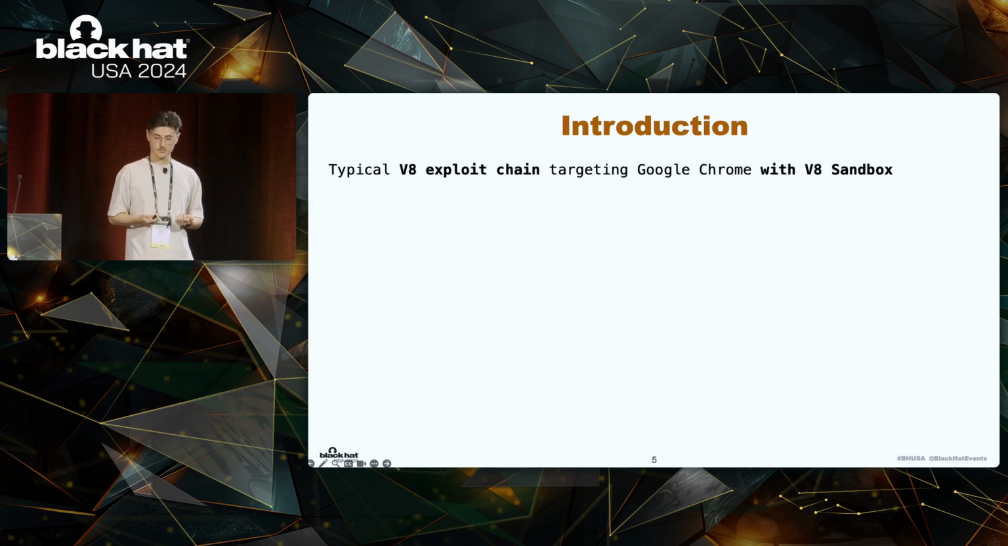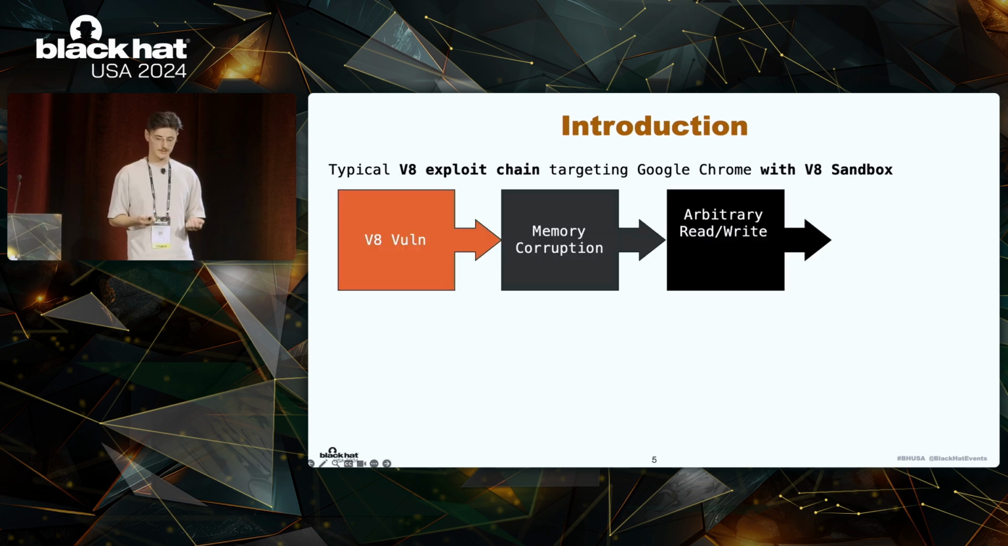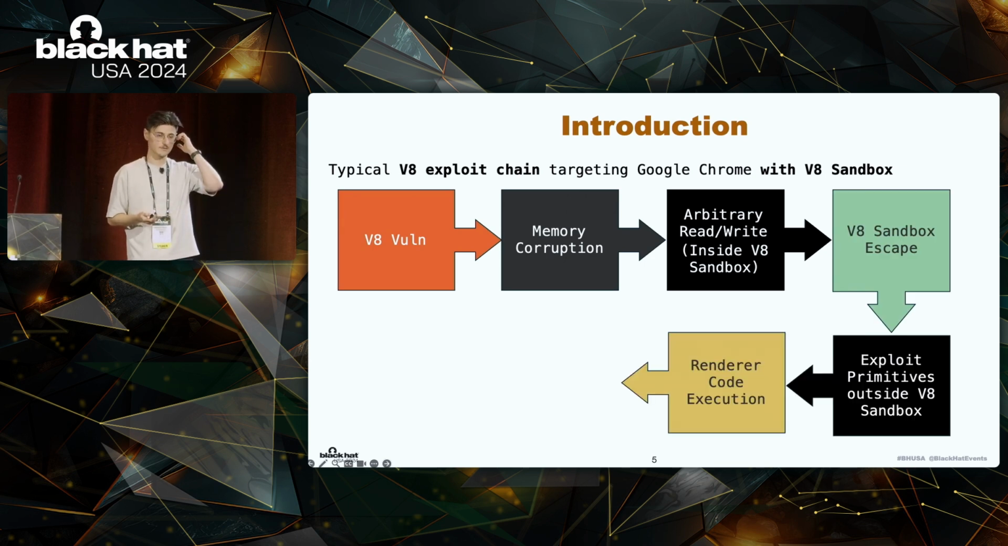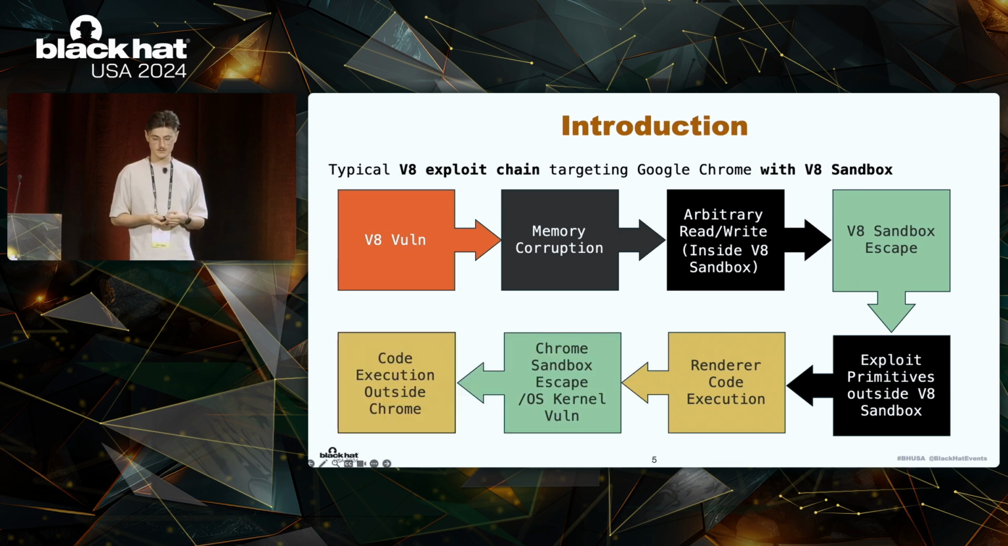Now with the V8 Sandbox on, you still need to get the V8 vulnerability that will lead you to have some arbitrary read-write primitives, but those primitives will actually be inside the V8 Sandbox. So here you need a V8 Sandbox escape to get exploit primitives outside of it and get render code execution. Finally, you still need to go through the Chrome Sandbox bypass or the OS kernel vulnerability in order to get code outside of Chrome Sandbox.